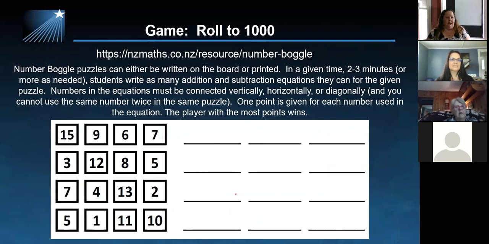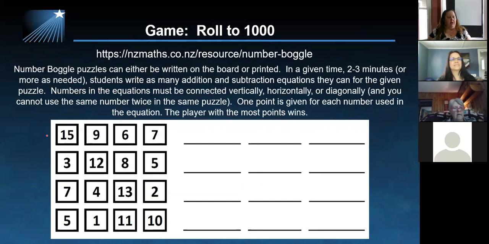The next game that I want to share with you, sorry, it shouldn't say Roll to 1,000, it should say Number Boggle. Apparently I forgot to change my title. So Number Boggle, this puzzle itself came from this website here. It's a New Zealand website, I believe.